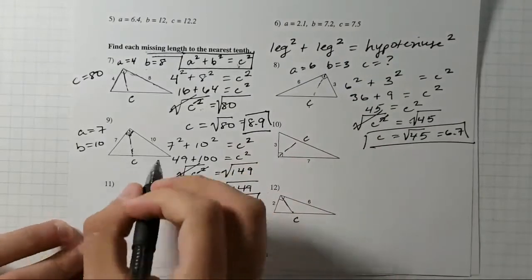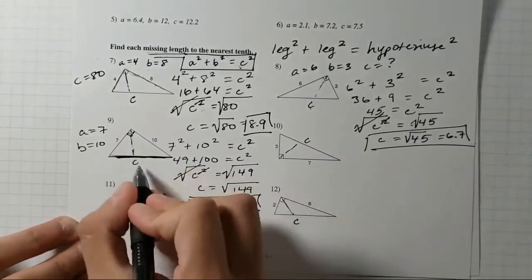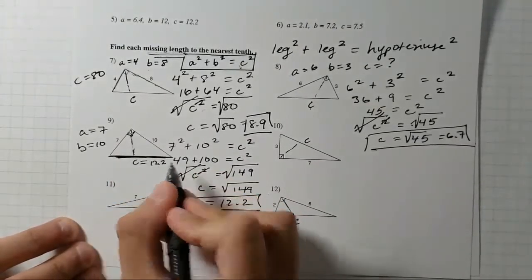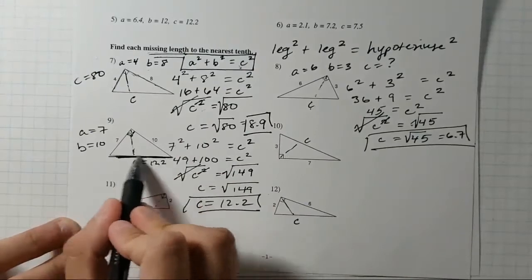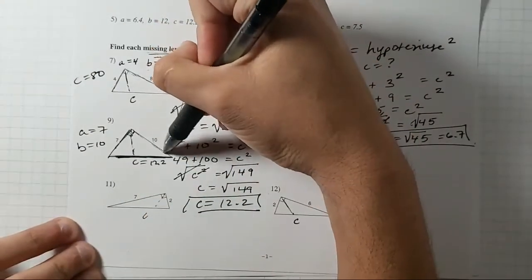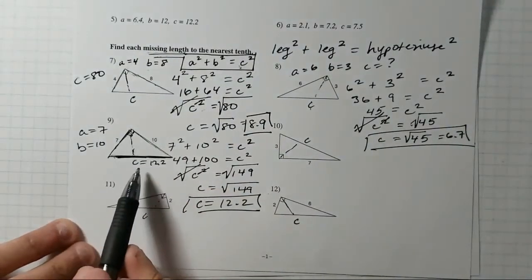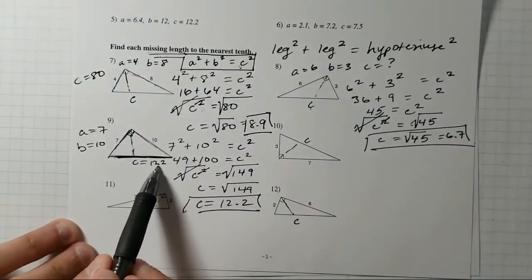12.2. So that means this side right here is 12.2. C equals 12.2. And that makes sense because the hypotenuse is the longest side. This side was 7. This side was 10. Those are the legs. The hypotenuse is the longest side. And we get C equals 12.2, which is larger than 10. And 12.2 is larger than 7.